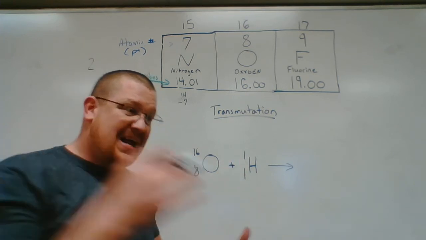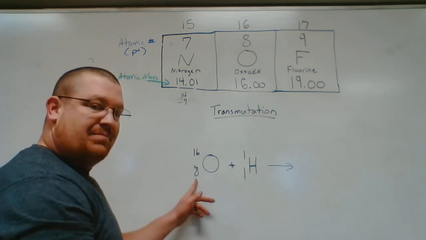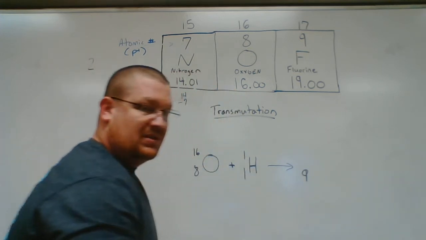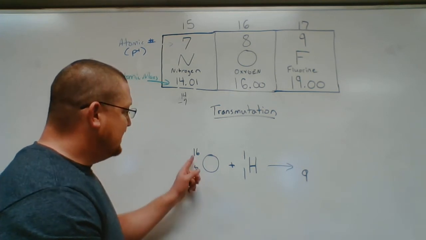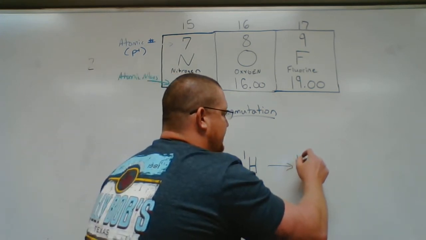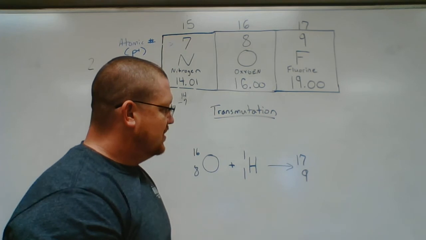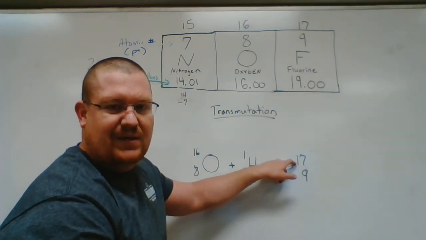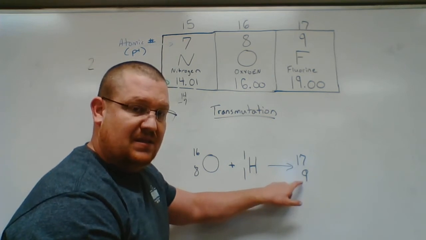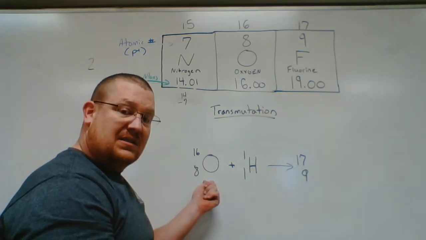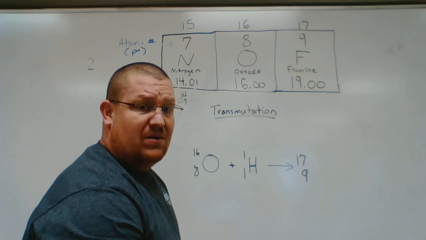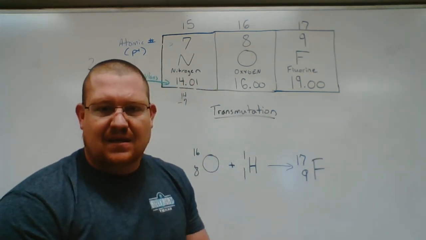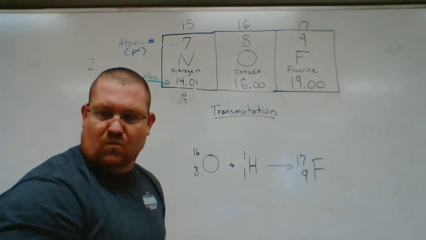So if we slam that hydrogen in there, we add a proton to this. So now we have 9 protons, and we have a mass of 17. This don't matter. This is just isotope, fat, skinny stuff, right? Who cares? This matters. This means we are no longer oxygen. We are now fluorine. And that is transmutation. All right, one more.